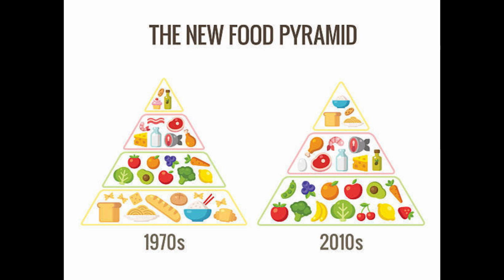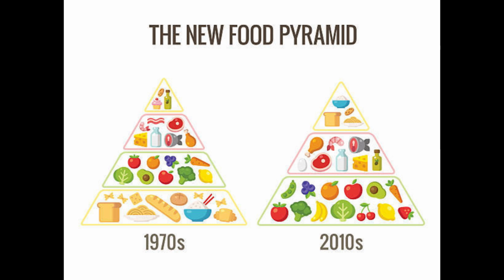The image depicts a comparison between food pyramids in the 1970s and 2010s. The left one has 4 layers and the right one has 3 layers. We can see a wine bottle on the top of the pyramid in the 1970s, and rice in a blue bowl on the top of the pyramid in the 2010s.